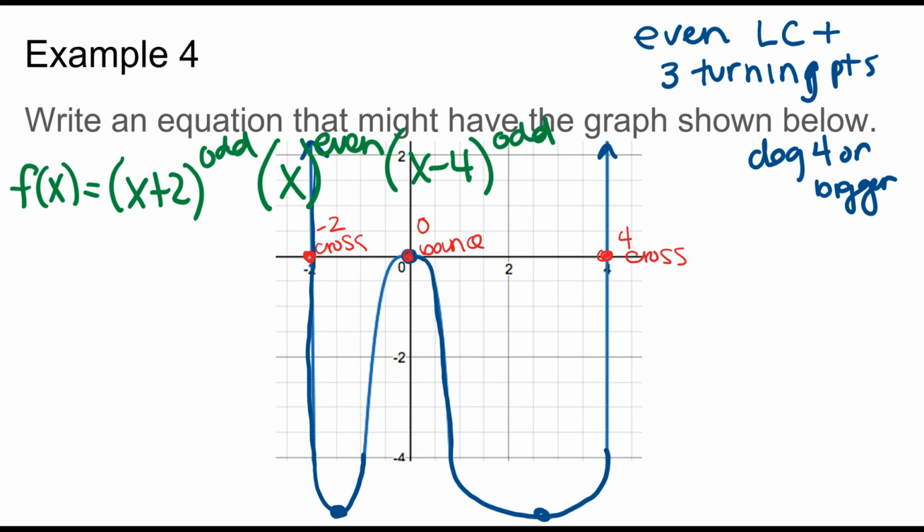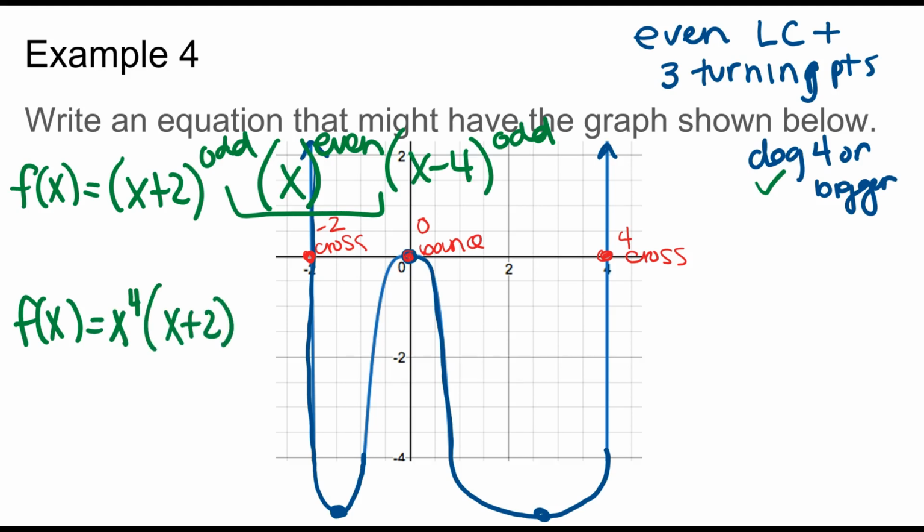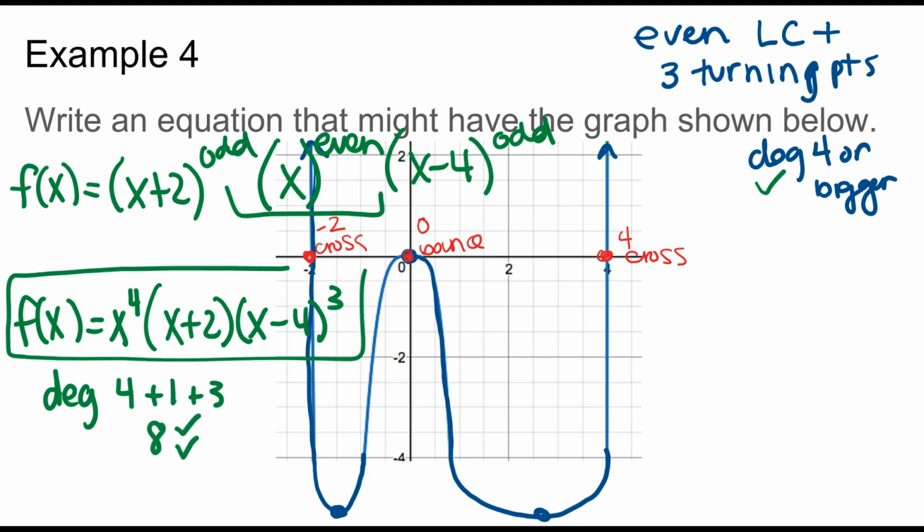And now we'll just go through and pick our numbers. Normally we put this guy first, so f of x equals maybe x to the 4th. Now you know you're getting your degree 4 or higher. x plus 2, maybe you leave it alone to the 1st power, and then x minus 4, maybe say to the 3rd power. Just double check. Your degree is 4 plus 1 plus 3. That's 8. It's even, and it's bigger than 4. And that could be a potential function.